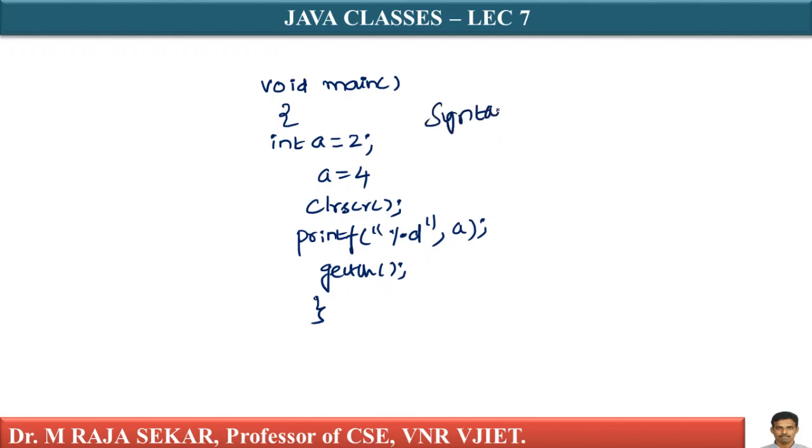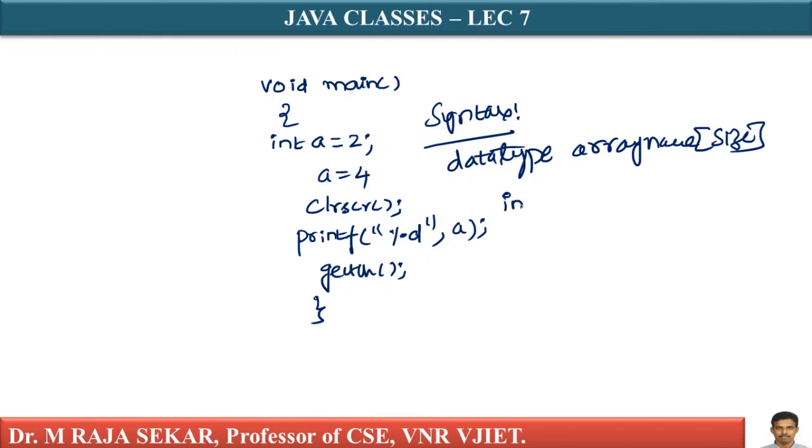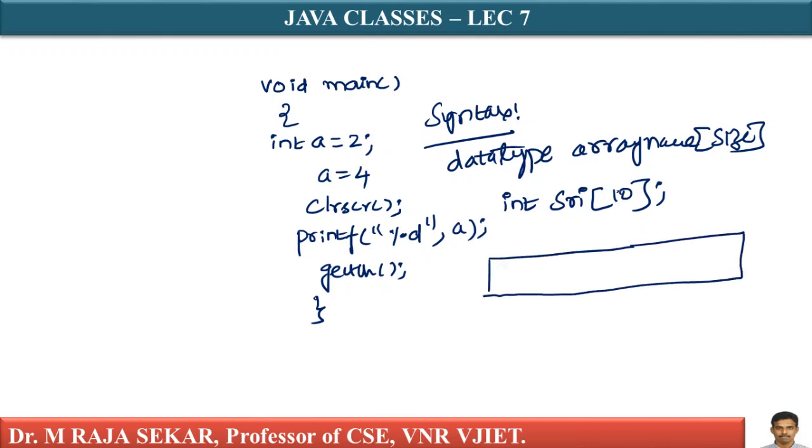Syntax in the context of C programming language, what is my syntax? Data type, space, array name, size. What does it mean? For example, data type means we already learned the int data type. Let me say array name, if I want to say a, otherwise let me say x. Size, let me say 5. Int x of 5 means internally an array will be created. Int x of 5 means internally how many locations will it create?